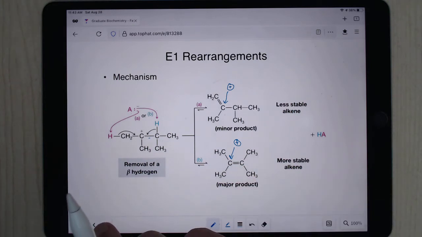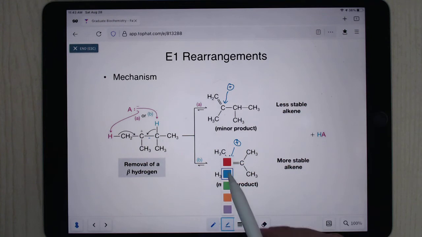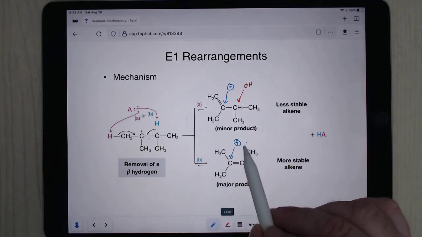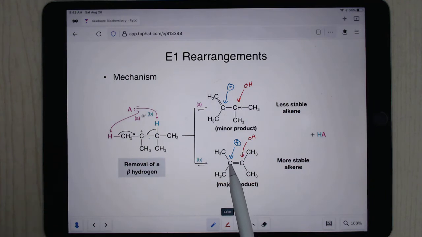Remember, this is where the OH originally was, but that's not where we're looking because we have this rearrangement. We're looking at where the carbocation ended up. That's where you look for the double bond. Okay. So let's do an example for this.